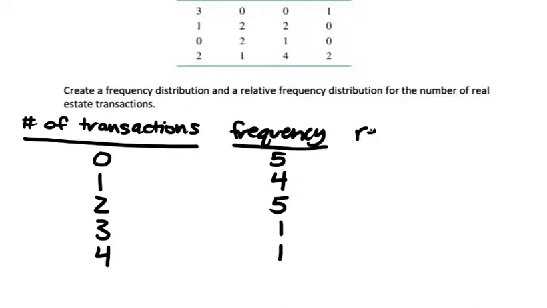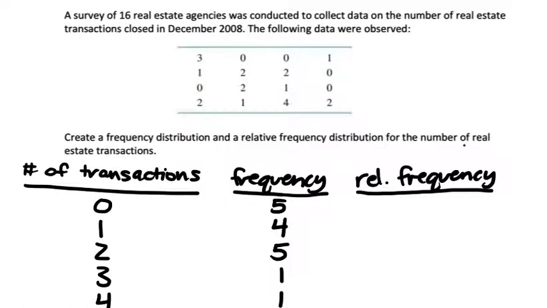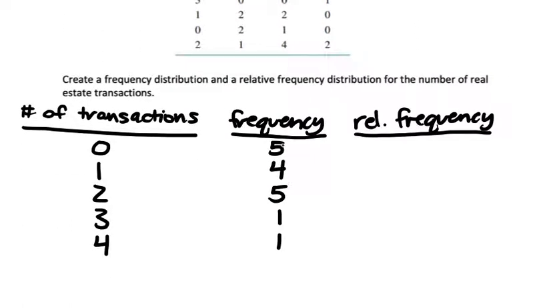Now for the relative frequency, what I need is the total number of observations. So this is sometimes given to you in the problem. My problem says that I surveyed 16 real estate agencies altogether, or you can get it by adding up the total numbers in the frequency column. So those numbers add up to 16. So for the relative frequency, I'm dividing each frequency by 16. So 5 divided by 16 is 0.3125. Just use a calculator for this.